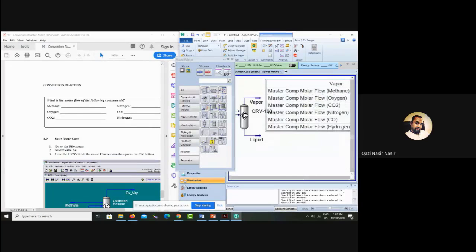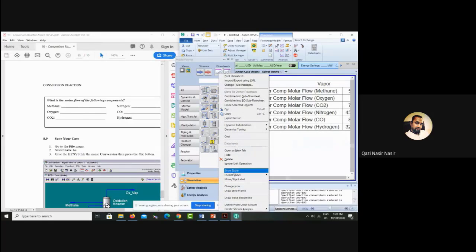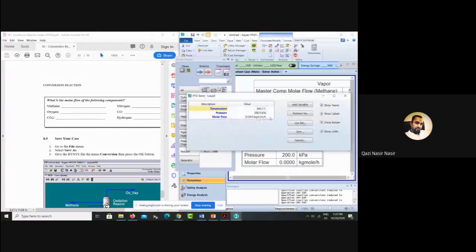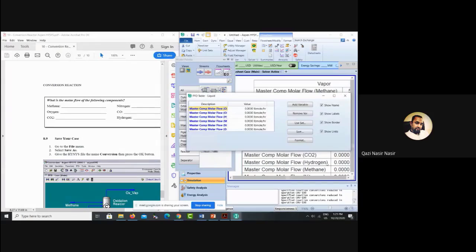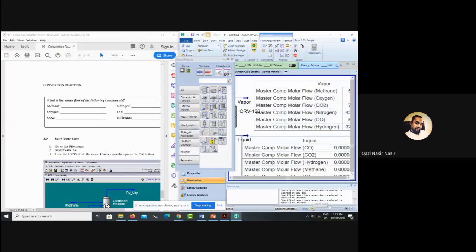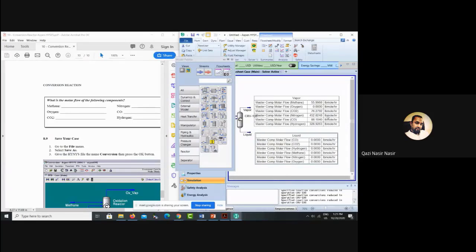Similarly, you can do the same thing with the liquid stream. Show table, open this one. Remove the variables that are not required. Now add the variables which are required, which is master component molar flow. So I need all of them. I click one, press shift and the last one, and then click add. Okay, done, and close this. Now if you zoom out, you can see clearly that here I didn't change the units, that's why it is in pound mole per hour.